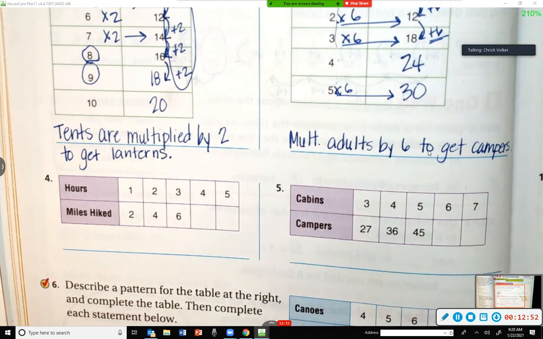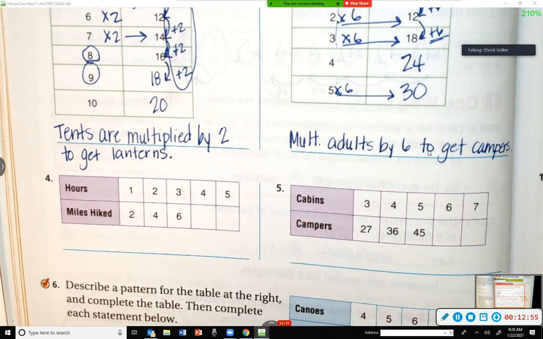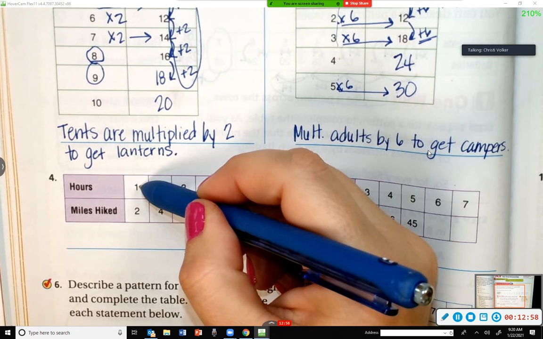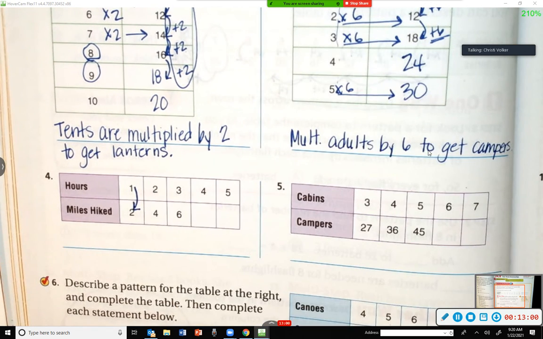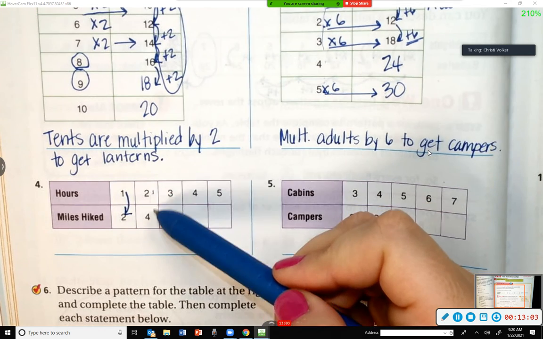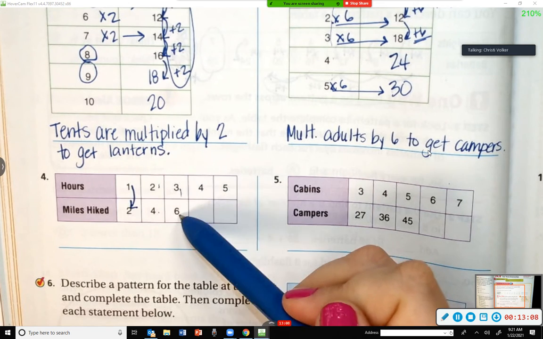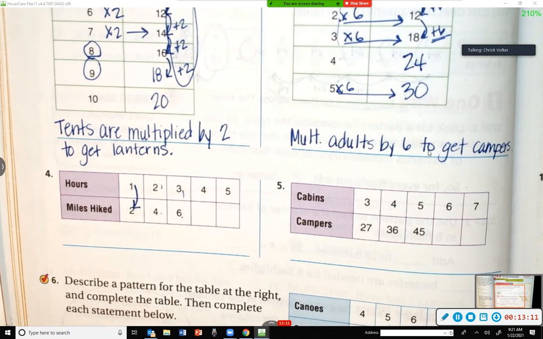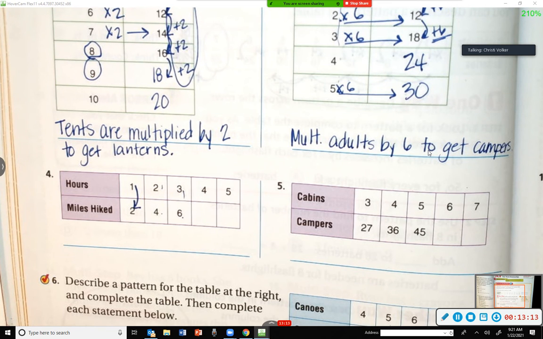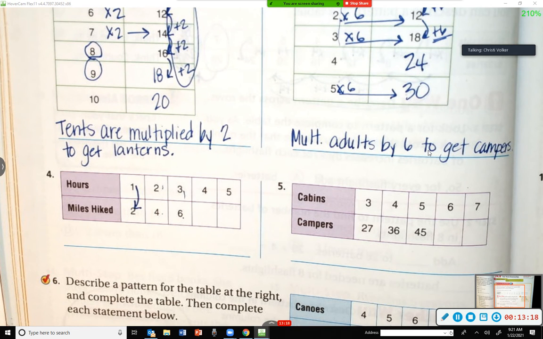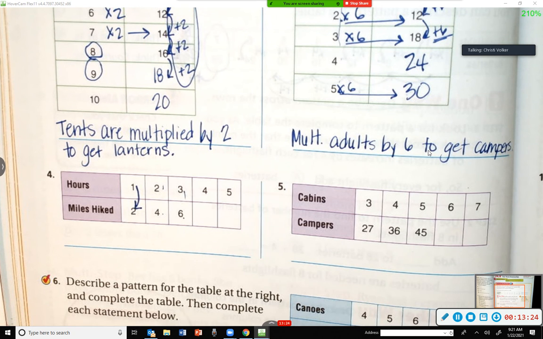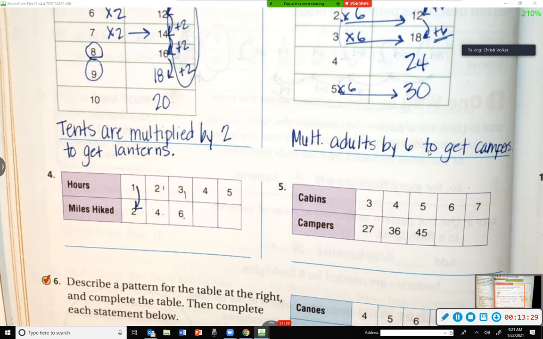Okay, number 4. We have hours and miles hiked. So this is telling me in 1 hour we can hike 2 miles. In 2 hours I can hike 4 miles. 3 hours we can hike 6. Okay? Can anybody tell me what the pattern is? Kaylee? Counting by 2s or multiplying by 2. Okay, focus on the multiplication because like I said earlier, if it does not go in order, you're going to want to multiply. In my opinion, it's easier.